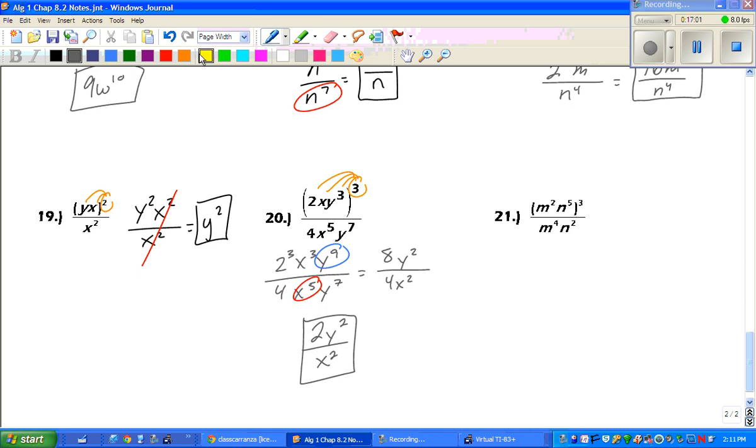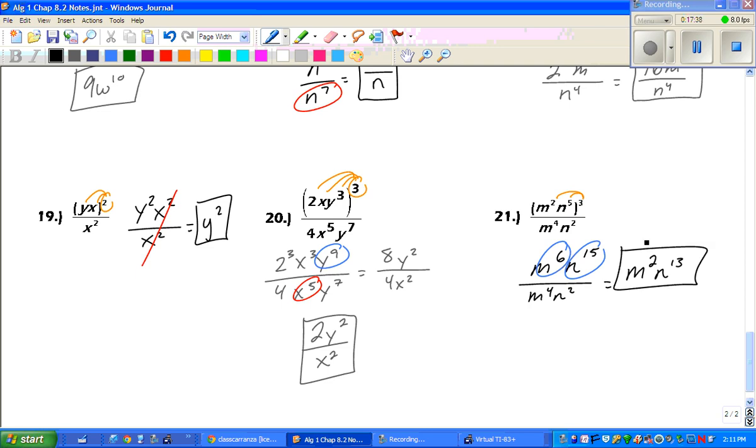All right, and number 21. Distribute. You get m to the 6th, n to the 15th. The bottom stays the same. And then who wins with the m's, top or bottom? Okay, the top wins by 2. And what about with the n's? The top wins, and the top wins by 13. And there's your final answer.